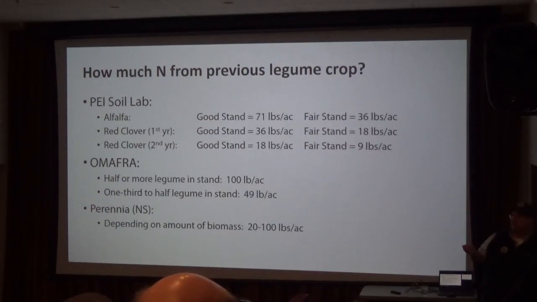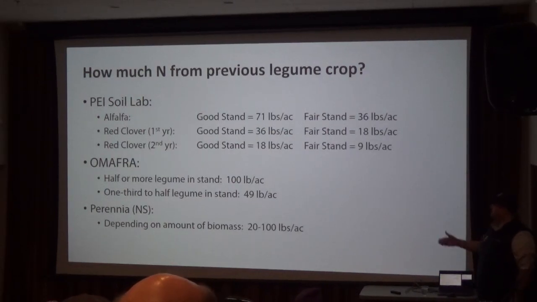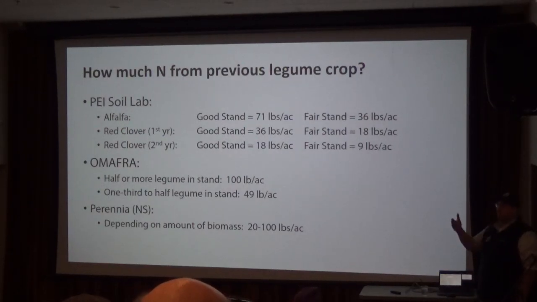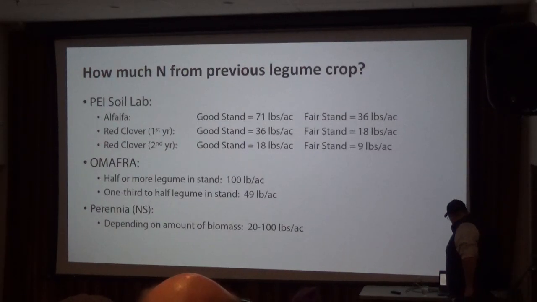So it's hard to hang your hat on that and say, oh, I really believe that. Now, Perennia in Nova Scotia just did a fact sheet in the last couple of years. It's probably the most advanced of any that I've seen for Eastern Canada, and it factors in what the species is, what the rate was, how much biomass you had, and it gives you more of a curve. Theirs gives you anywhere from a 20 to 100 pound an acre credit, depending on, you know, was it alfalfa versus clover, was it fall terminated versus spring terminated? Those are all important things.